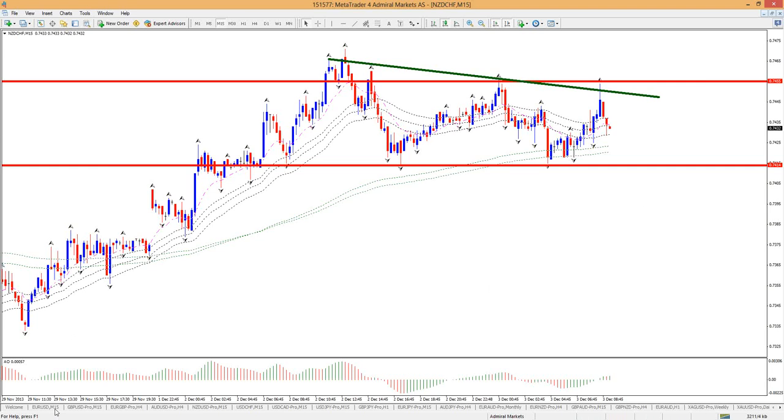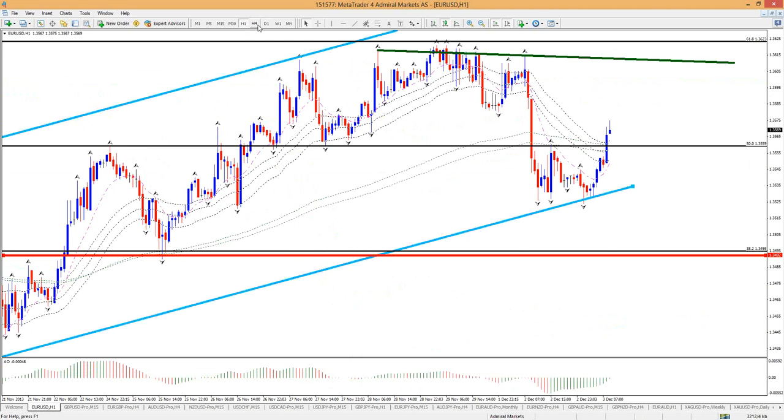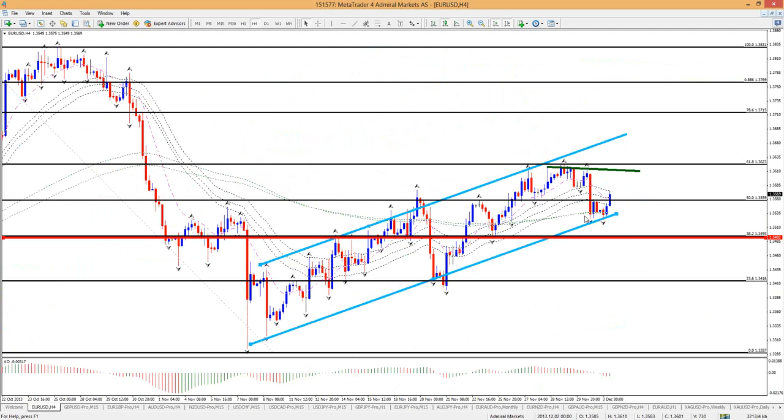Euro dollar, yes, we can take a look. Euro dollar, I'm looking at a break above this personally, this level, and then I wouldn't be surprised for the currency to move up to the next resistance, which should be the 78.6, or at least so far we've respected the 38.2, the 50, and the 61.8. So that would be my target.